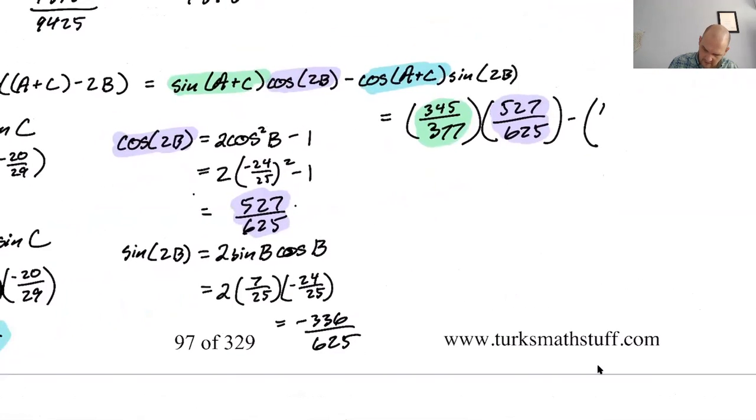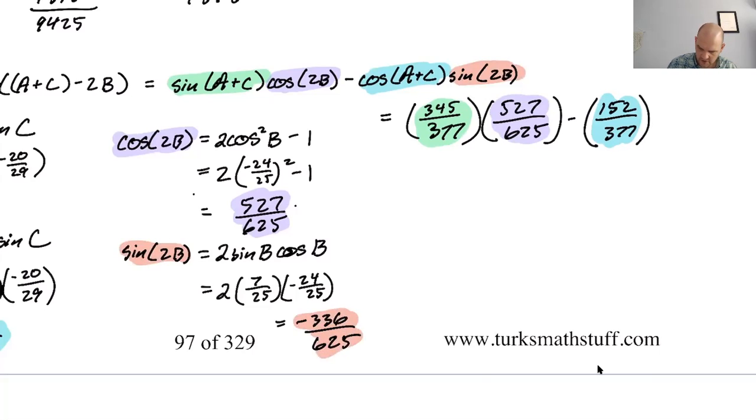152 over 377. And then you're this color. And then I need like a bold, different color. So let's go with this. Definitively different. Negative 336 over 625.